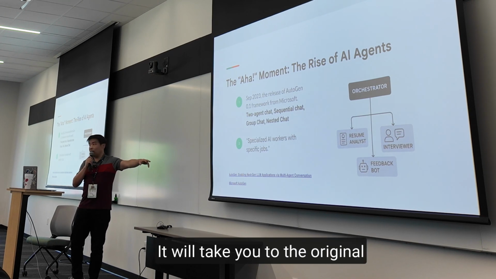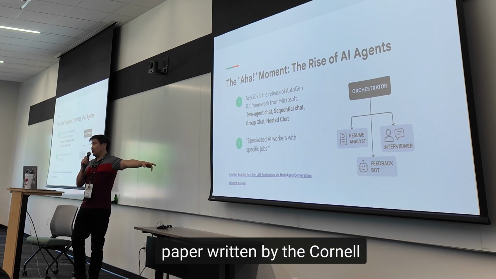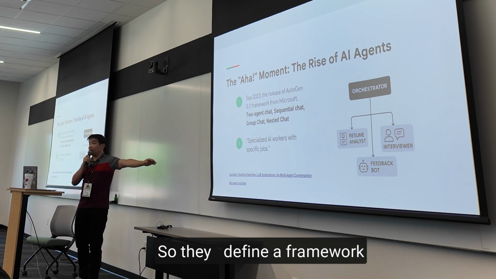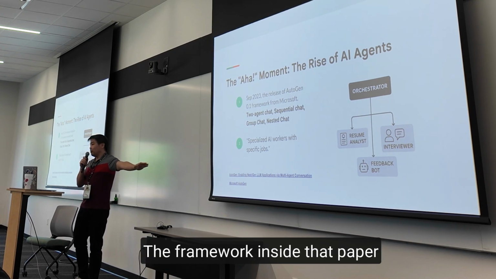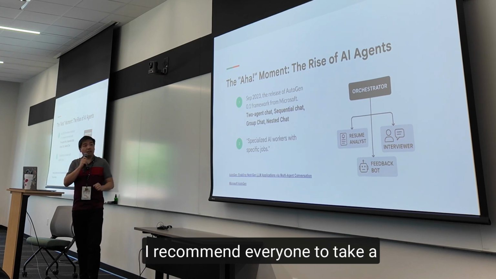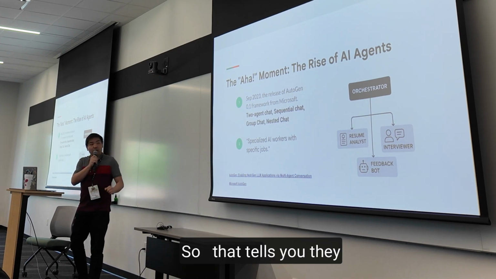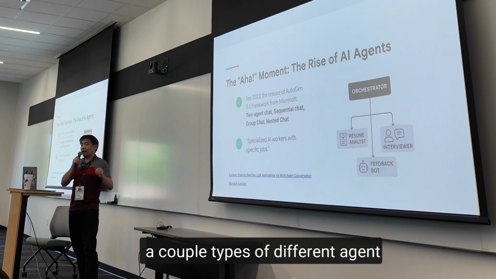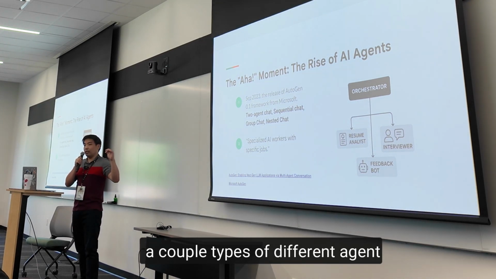It will take you to the original paper written by the Cornell University Computer Science Department. They define the framework in that paper, and there's no math. It's very easy to understand. I recommend everyone take a look. It tells you they have a couple of different types of agent structure.